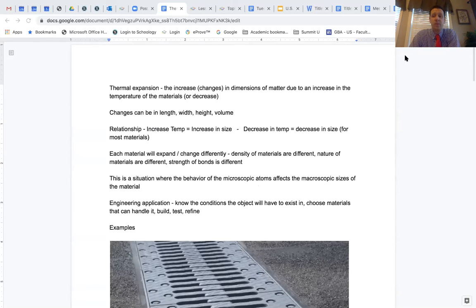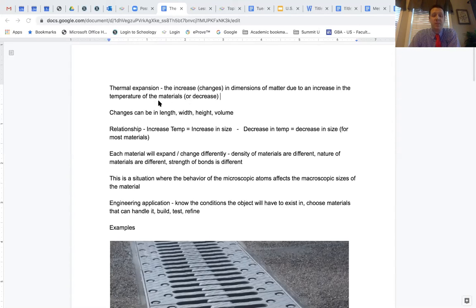So let's start talking about thermal expansion. Right? Thermal expansion, you can see it there at the top of this page, is the increase, or technically we can just say change, in dimension of matter due to the increase in the temperature of the material, or the decrease, because really we could talk about that in a very generic term. The change in dimension of matter due to the change in the temperature of the material.